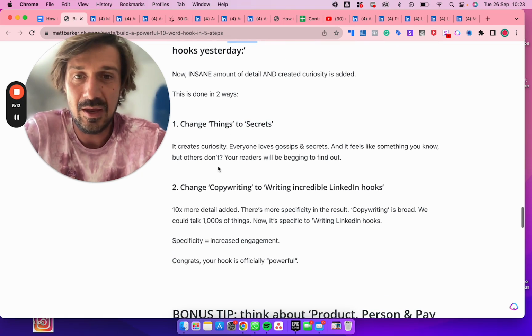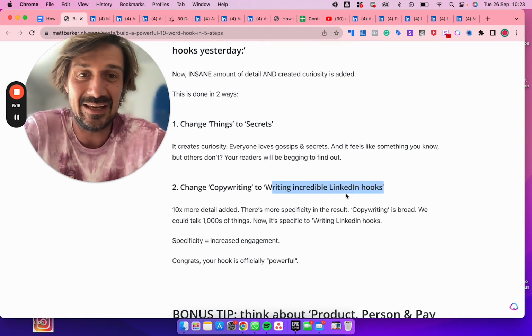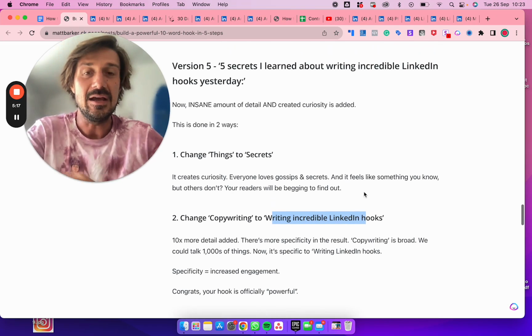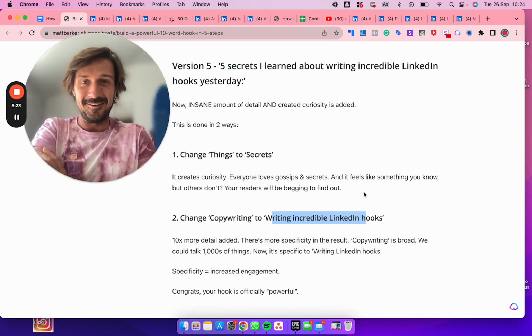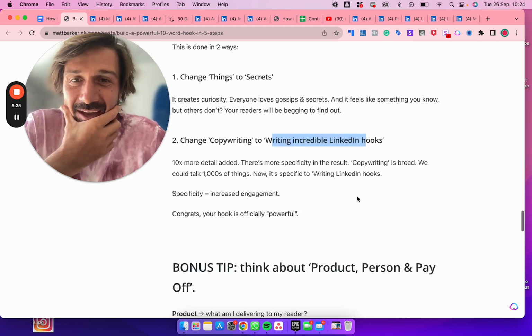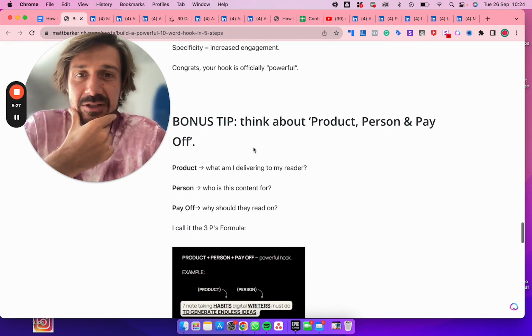So that's really cool. Change copywriting to writing incredible LinkedIn hooks. Okay, so 5 things I learned about writing incredible LinkedIn hooks. Boom. This is so good. Okay, thank you, Matt. Again, bonus tip, think about product, person, and payoff.